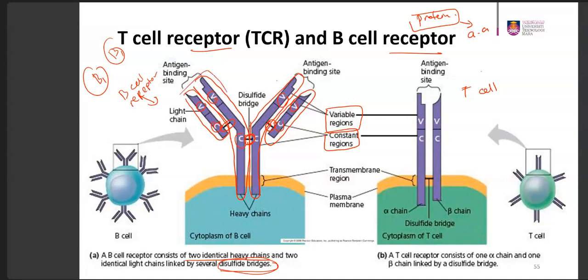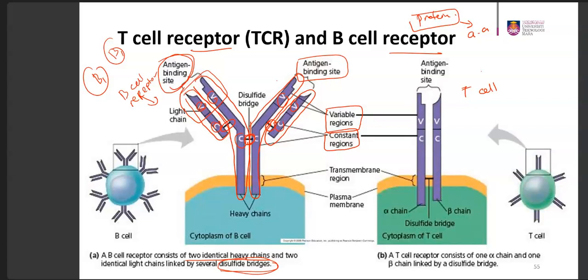What makes the B cells different is at the antigen binding site, which is the variable region. There, the amino acid sequence will be different between B cell 1 and B cell 2. Why? It determines the antigen binding site, because this is where different antigens or different epitopes will bind.